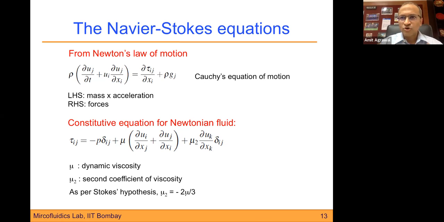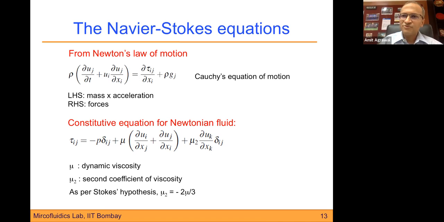So we need to introduce some sort of a constitutive model at this stage. We say that if the fluid is a Newtonian fluid, then there's a linear relationship between stress and strain. So we introduce this stress-strain relationship, the constitutive equation, and there are two coefficients of viscosity, mu and mu2. Mu2, the second coefficient of viscosity, gets related to the dynamic viscosity through the Stokes hypothesis, and we have a single coefficient mu appearing here. Substituting it into this relation gives us the Navier-Stokes equation.